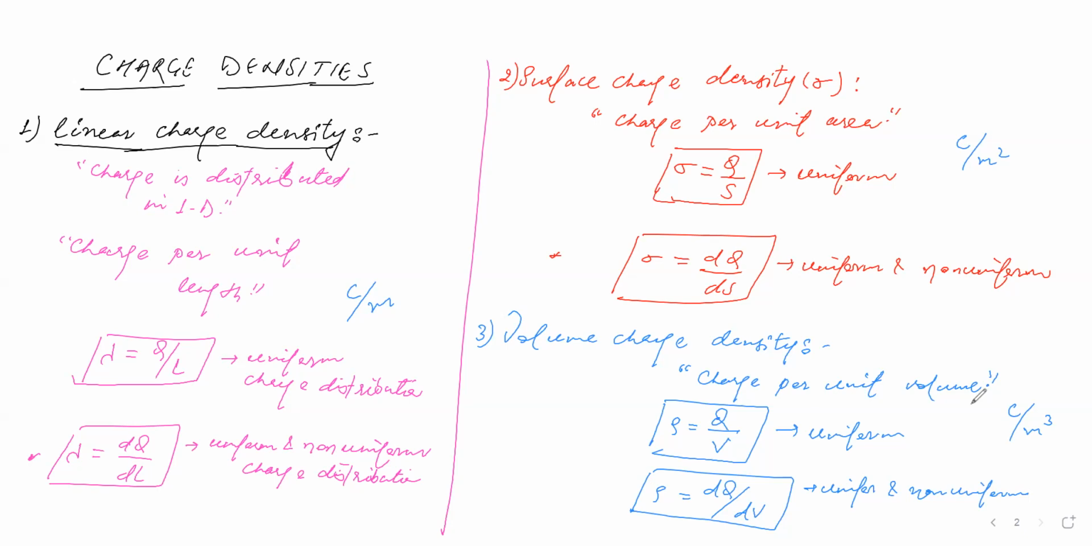Sir, in the volume charge density, what is the sign, sir? Is equal to Q by V, what is that? The upper one, sir. This is your rho. R, H, O. Rho, right? Okay. Done, sir.